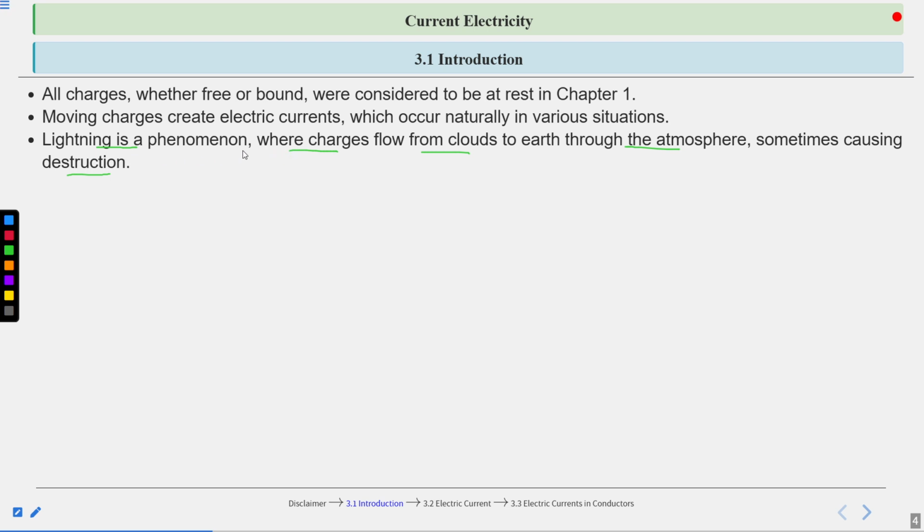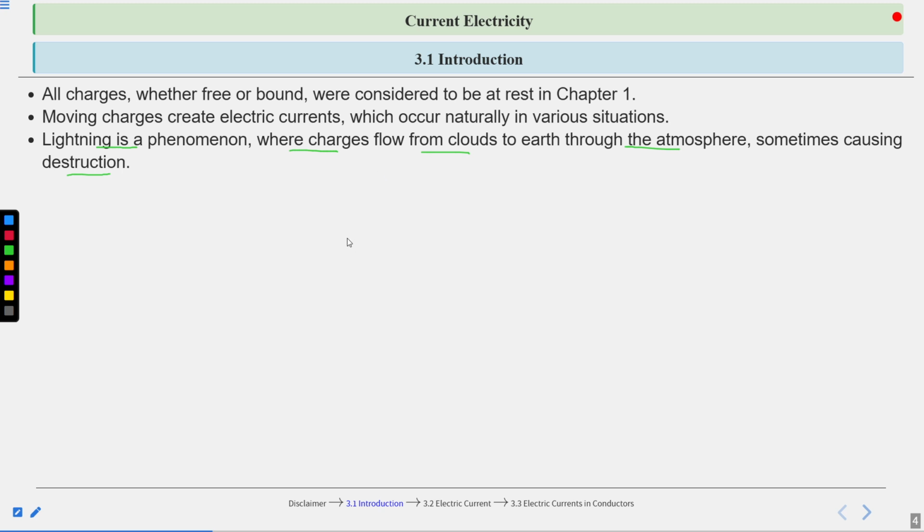In lightning, a large amount of charge flows from clouds to the earth, or from one cloud to another cloud. So this is the lightning phenomenon. When these charges flow from clouds to earth, it will cause destruction. When they flow from cloud to cloud, there will be no destruction because they are not striking the ground. When they strike the ground, there will be destruction.